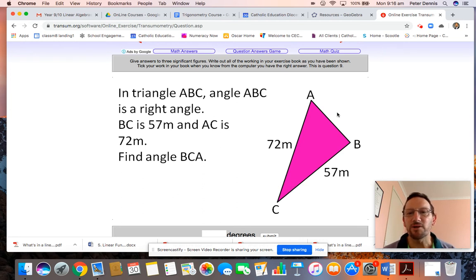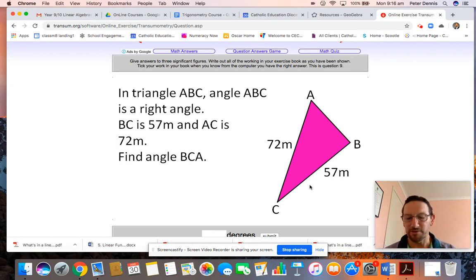So we don't have the opposite. What we've got is the adjacent and the hypotenuse. So SOHCAHTOA, adjacent and hypotenuse, that's the cos. Cos is adjacent over hypotenuse. So we are going to use cos. Again, because we're finding an angle, we have to press shift. So it's going to be shift cos.